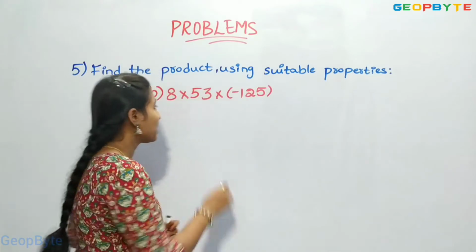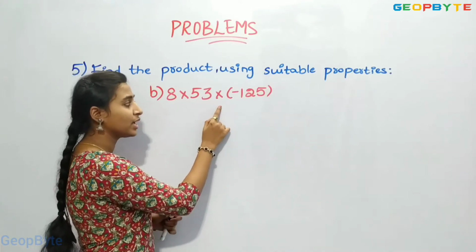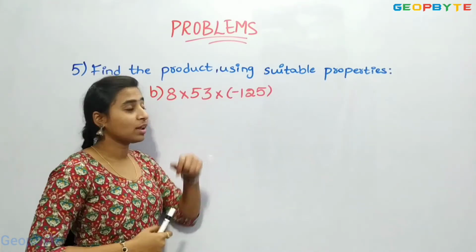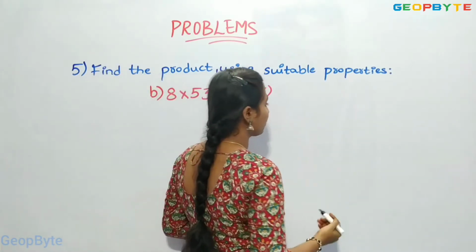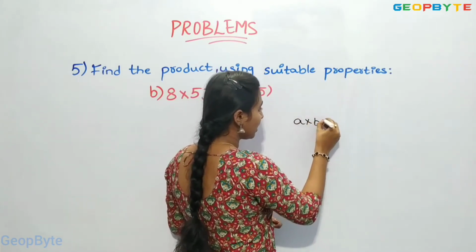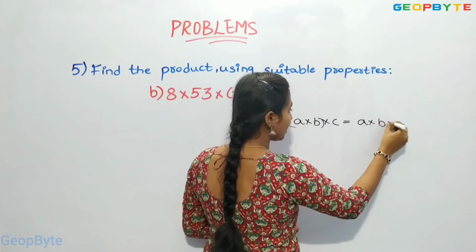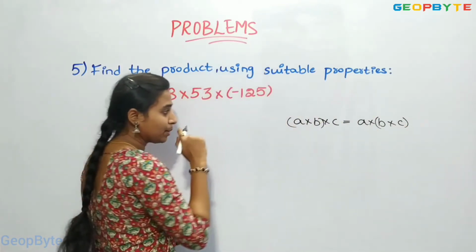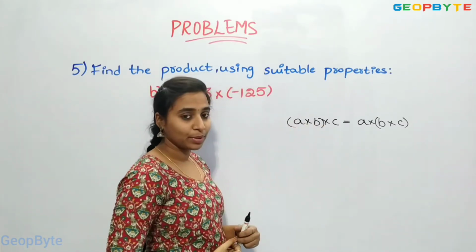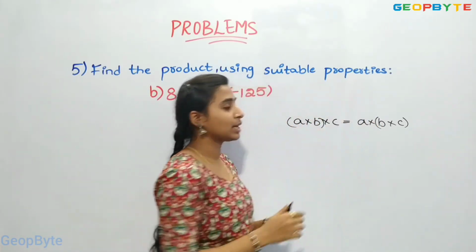Now let us see B bit in the same question, that is 8 into 53 into minus 125. Here we need to use a property to solve this question. Here we will use the associative property of multiplication: A into (B into C) is equal to (A into B) into C. This property means we can multiply the first two numbers and then the third number, or multiply the last two numbers first and then the first number.